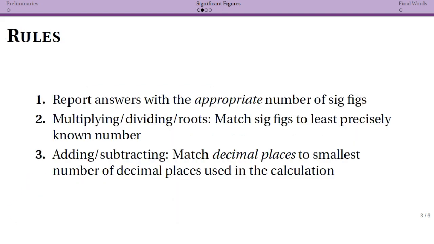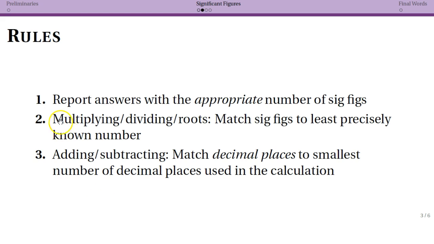There are a few rules when working with significant figures, and especially when reporting your answers. The first is that you need to use the appropriate number of sig figs. Again, in a little bit, I'll explain why this is really essential to communication, but you do need to think about what the correct number of significant figures is in your answer. Now, if you've done a calculation, you need to propagate through the correct number of significant figures.